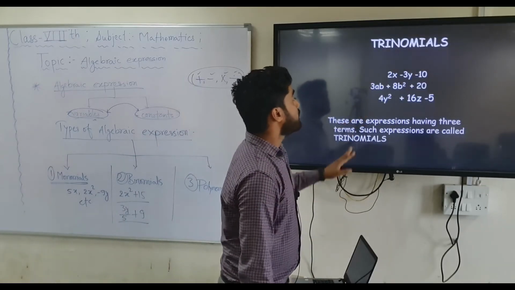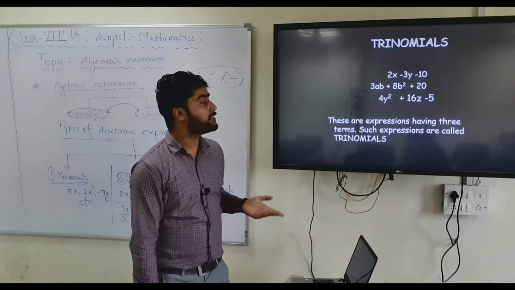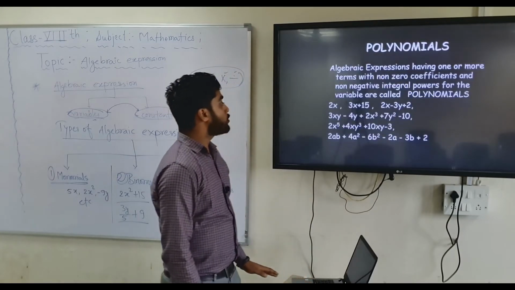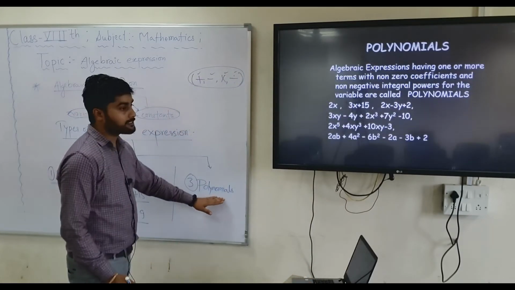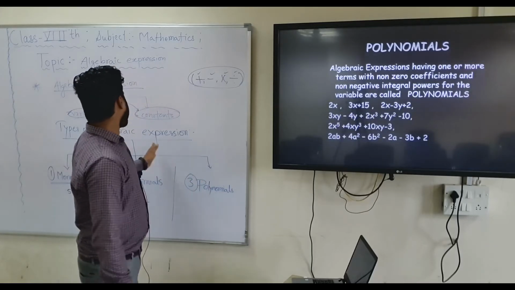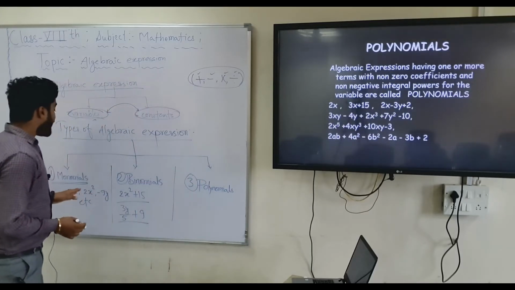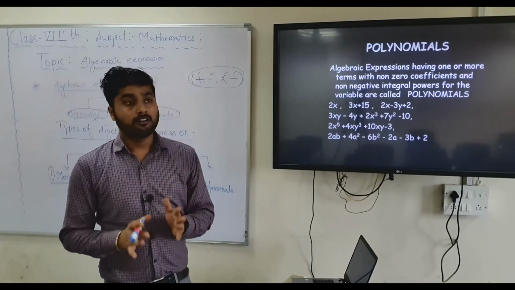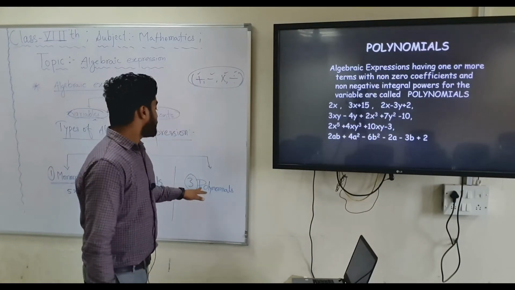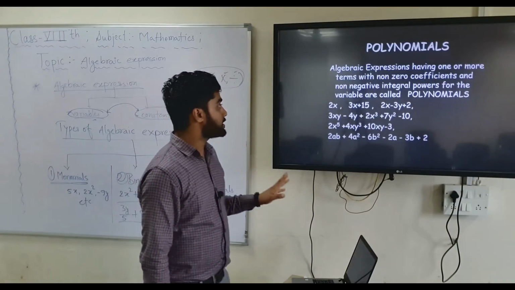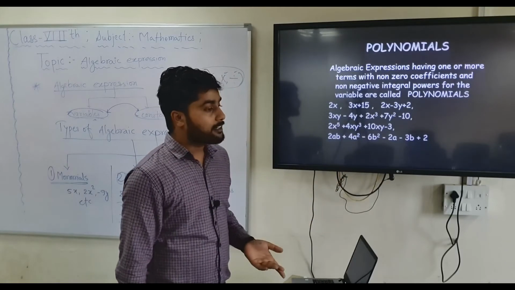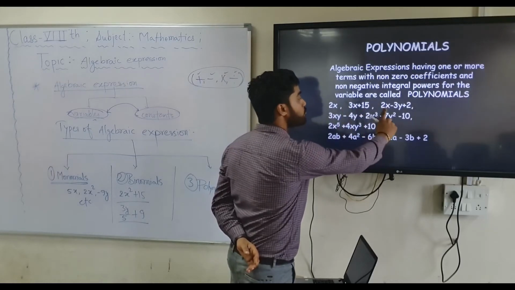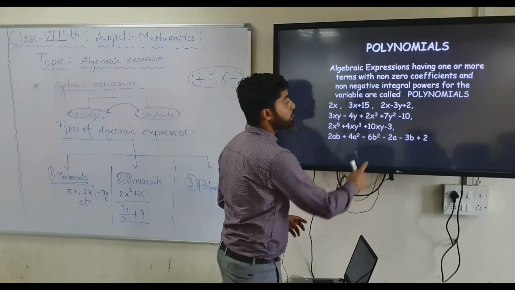Again, trinomial. Any algebraic expression which has three terms is a trinomial. And polynomial. Polynomial is the largest part of algebraic expressions, and any algebraic expression which has more than three terms is said to be a polynomial. Here there is 2x, 3x plus 15, 2x minus 3y plus 2.